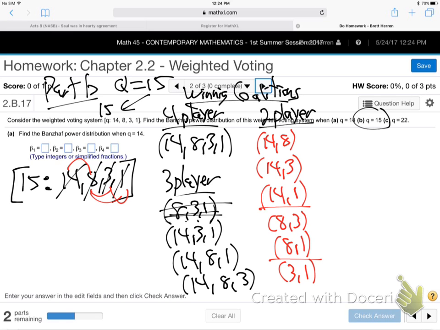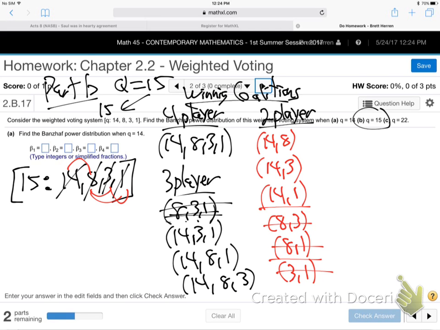So what do they got to do to be a winner? Got to make the quota. 15. They got to make 15. So 3 and 1, that only makes 4. That doesn't even come close to 15. So cross it off. 8 and 1 makes 9. That's not 15. 8 and 3 is 11. That's not 15. But 14 and 1, that makes 15.